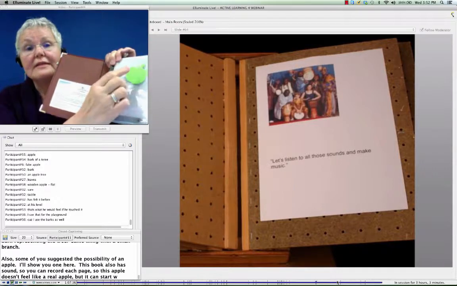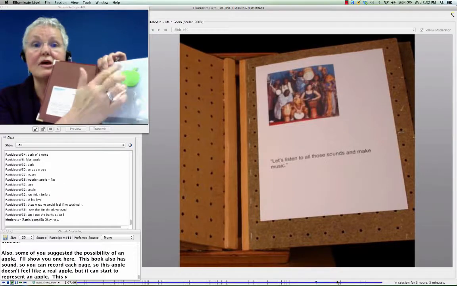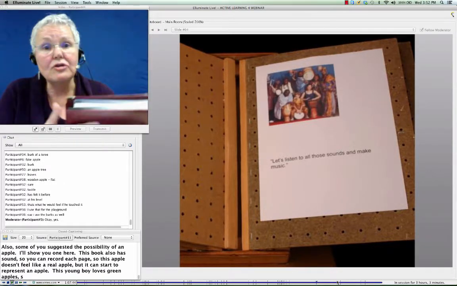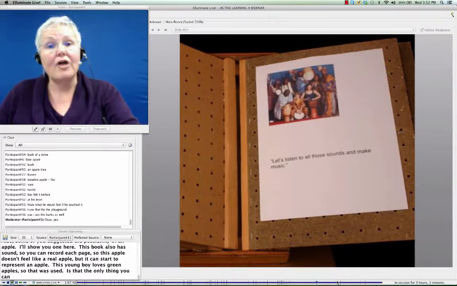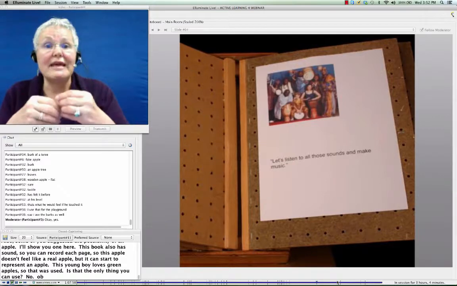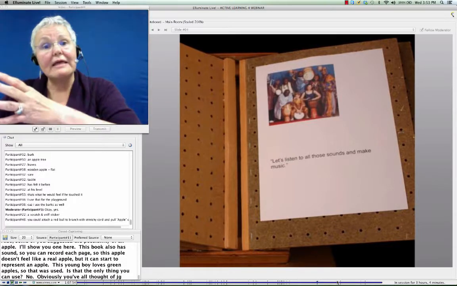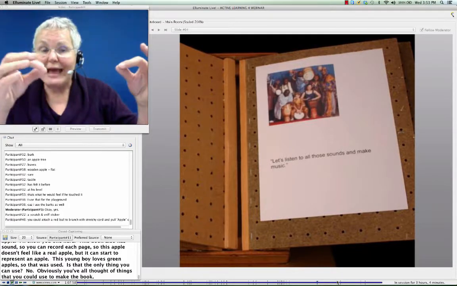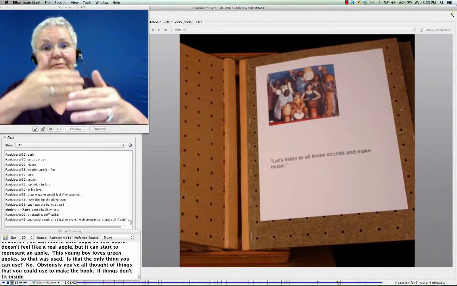This little boy, I know, happens to love green apples, and so that was one of the things that was used. Is it the only thing you can use? No. Obviously, all of you have thought of things that you could do to make that book. And if the pieces don't fit well in the book you're using, then have that plastic baggie attached to it so you can open it up and have it be part of the book.